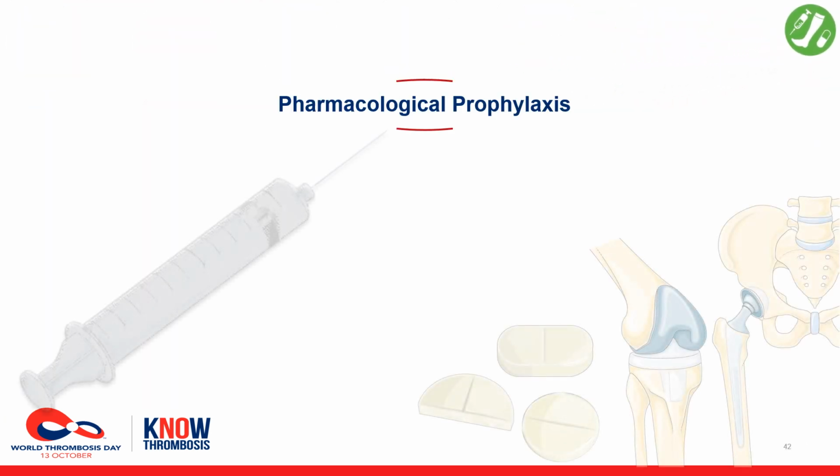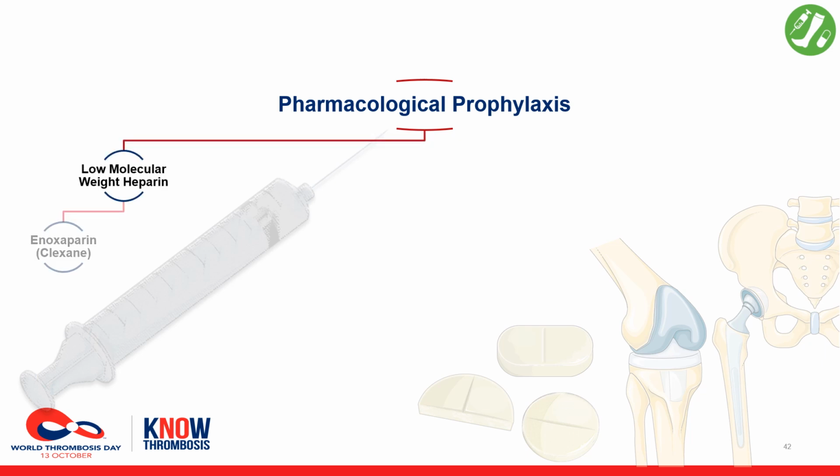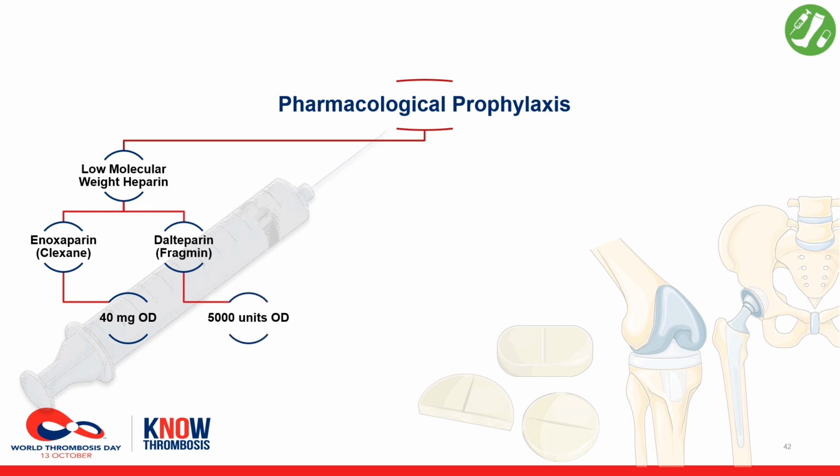So briefly, let's look at pharmacological prophylaxis. We have our low molecular weight heparins. There are actually a couple, but the most commonly used ones in Australia at the moment are Clexane, also known as enoxaparin, and dalteparin, also known as Fragmin. These are once a day doses generally. If you're a standard weight, the standard dosing for Clexane is 40 milligrams once a day. Standard dosing for Fragmin is 5,000 units once a day.